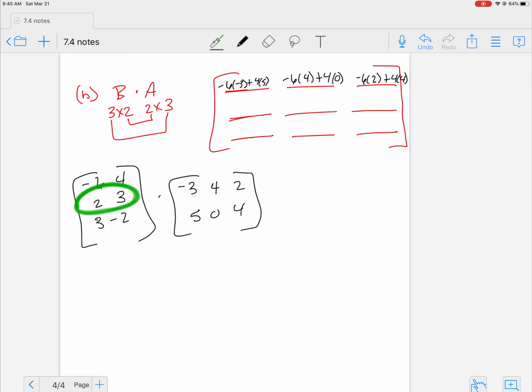Then the middle left. 2 times negative 3, 3 times 5. 2 times 4 plus 3 times 0. Oops. Got an extra little parenthesis in there. 3 times 2 plus negative 2 times 4.